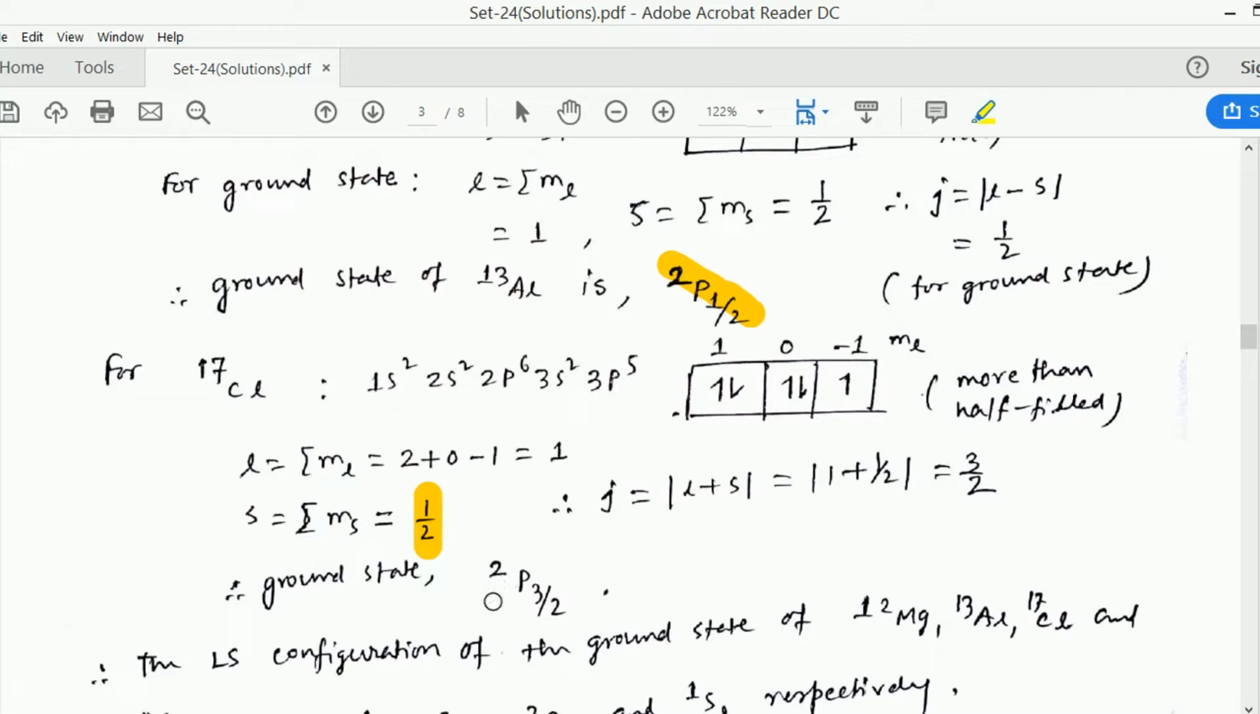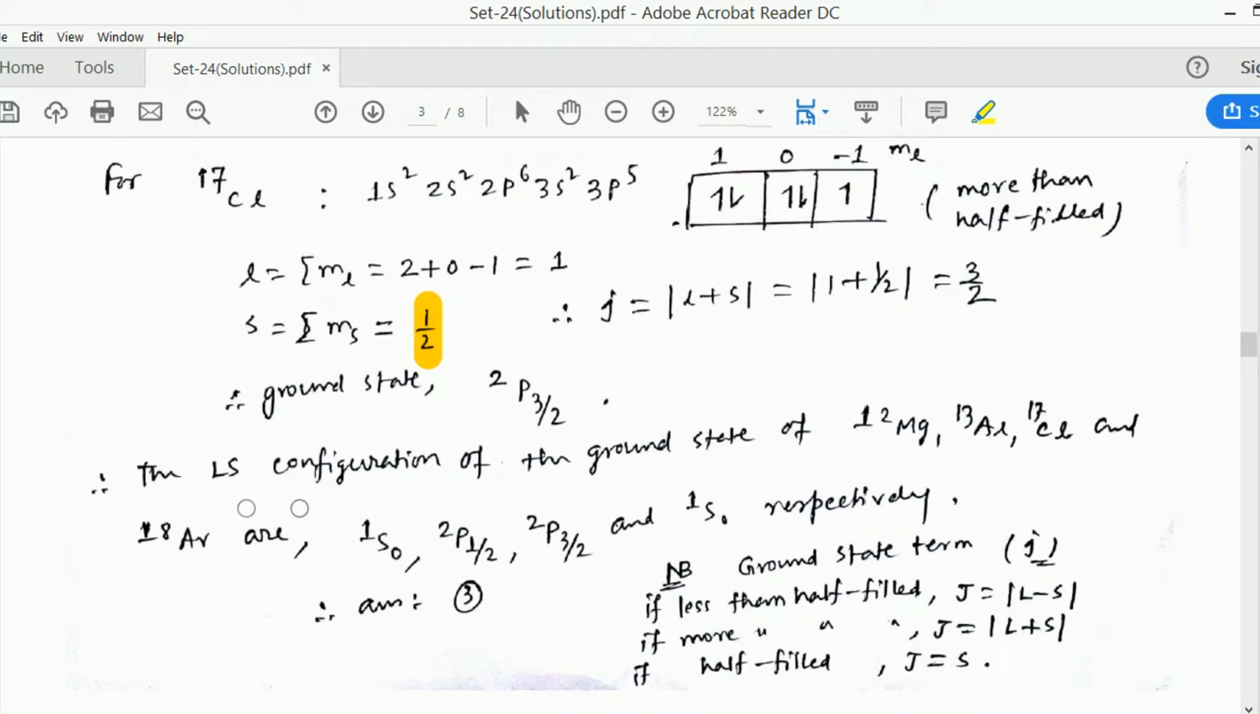Therefore the ground state multiplicity 2S plus 1 means 2, L means 1, P, and J is 3 by 2. Therefore the LS configuration of the ground state of 12 Mg, 13 aluminum, 17 chlorine and 18 argon are 1S0, 2P half, 2P 3 by 2 and 1S0 respectively.